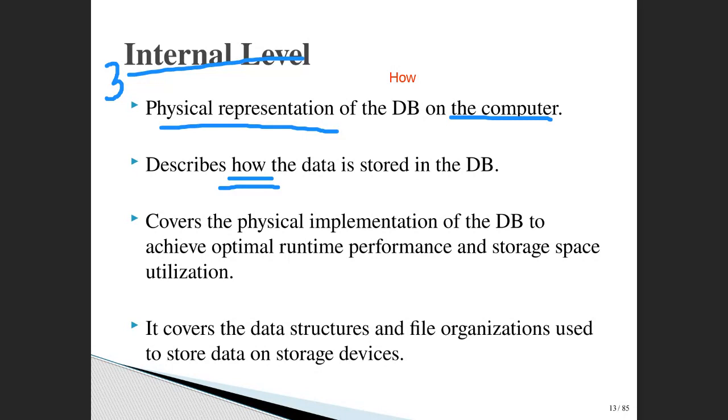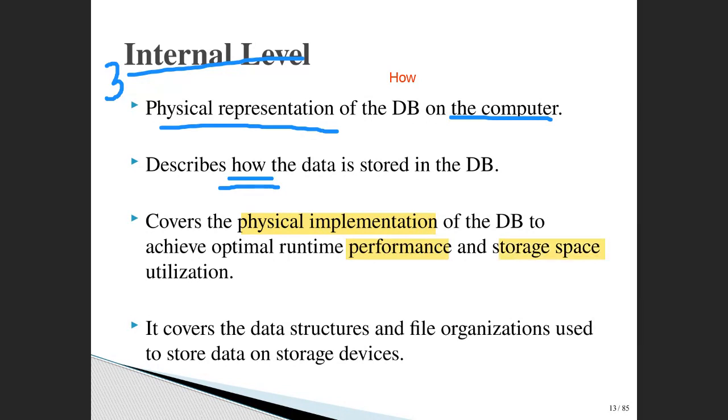All right, but in the conceptual level, we are talking about what data, right? What data is to be represented and stored. Exactly, Qasim. In the internal level, we are talking about the file structure, the file size, how many bytes are occupied by each attribute or each entity, for example. So it covers all physical implementation and the performance of the database, the storage space utilization, everything that will be represented here.